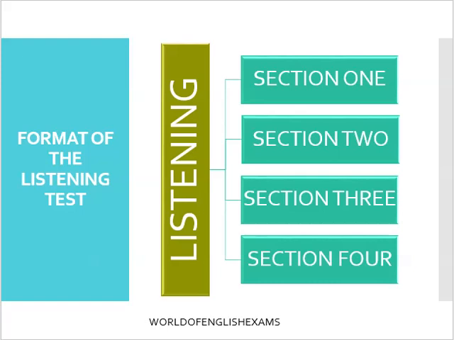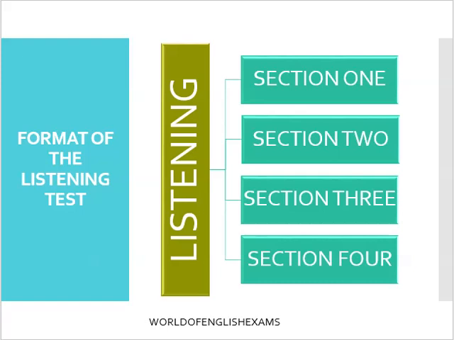In section 3, it is an academic discussion between 2 to 4 speakers who are talking about their university education, something like a seminar, a PowerPoint presentation or a project report. So the discussion would definitely be about academics. Then section 4 is called a monologue or a university lecture. This is also completely academic, and it is a lecture delivered by one of the professors at a university. So this would also be an academic talk.